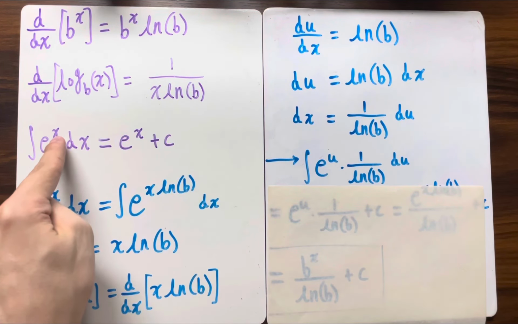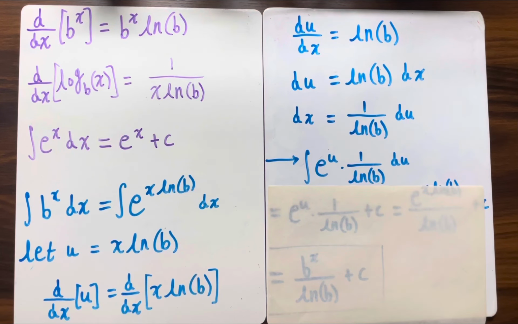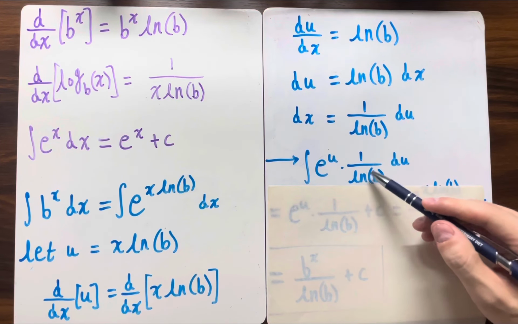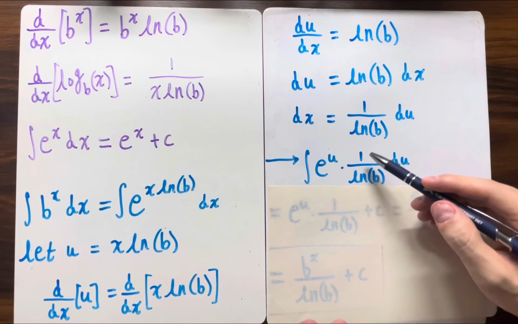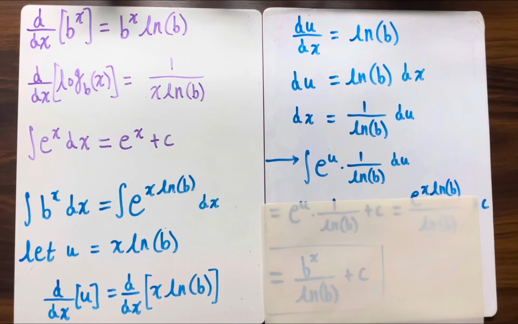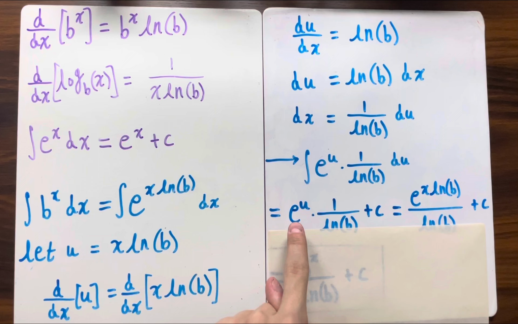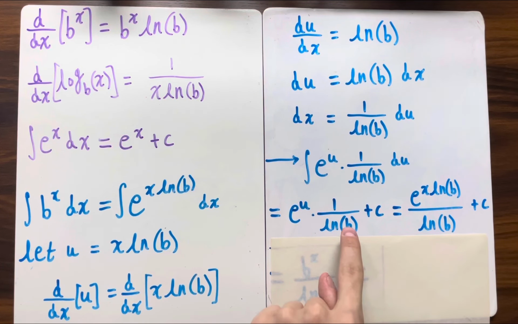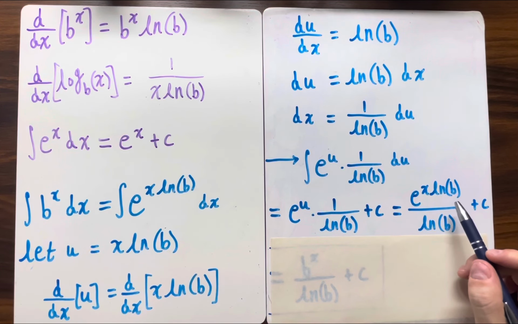Well, now what? Now we can integrate e to the u, because it's just a single variable, and we know that the integral of e to a single variable is just e to that variable, plus c. And of course, this constant is just a constant, so it's just going to get left there. So the integral of e to the u is just e to the u times that constant that gets left there, plus the c. But again, what is e to the u? Well, it's x ln of b, so we get this.